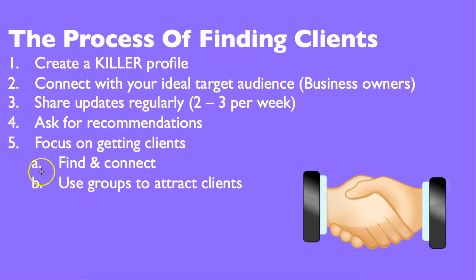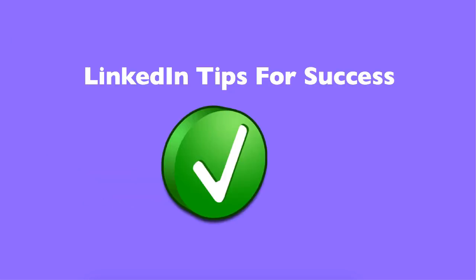There are two methods. Number one is find and connect with your potential clients. This is where you search on LinkedIn for your potential target audience, find them, and connect with them. And number two is you use LinkedIn groups to build authority and attract clients for your business. And now let's talk about the LinkedIn tips for success and some of the steps that we discussed in the last slide in more detail.